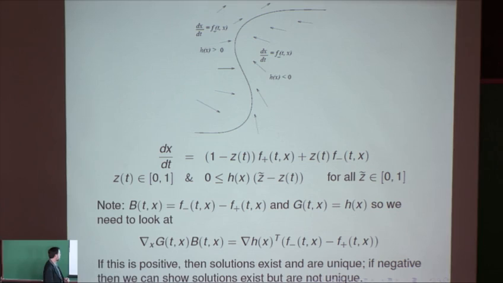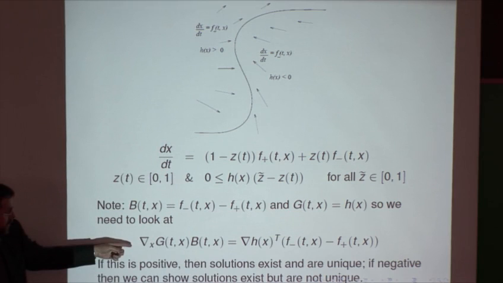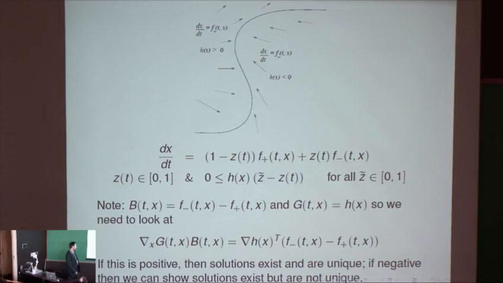And we can look at this. This is the corresponding B matrix that we have to work with, and there's the G function. And so the crucial thing to look at is the Jacobian of G times B, which just turns out to be this dot product, the gradient of H times the difference between the right-hand sides. If it's positive, the solutions exist and are unique. If negative, then we can still show the solutions exist, but they're not unique.